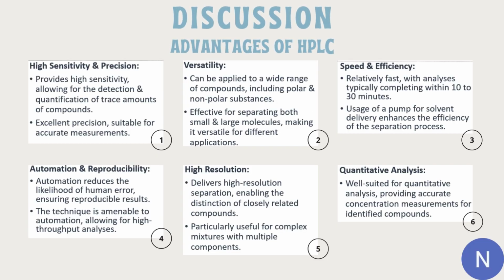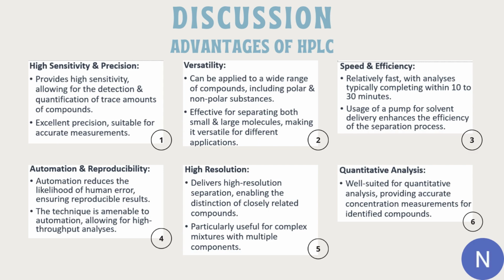Hi, my name is Nova Josephi, and I will continue the next part of our discussion on HPLC. As a powerful analytical technique widely used in various scientific disciplines, including chemistry, biochemistry, pharmaceuticals, and environmental science, HPLC has both advantages and limitations. Some of the advantages are, firstly, high sensitivity and precision. HPLC provides high sensitivity, allowing for the detection and quantification of trace amounts of compounds. It offers excellent precision, making it suitable for accurate measurements.